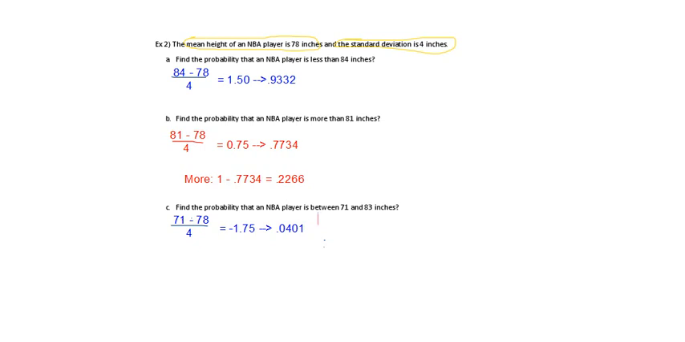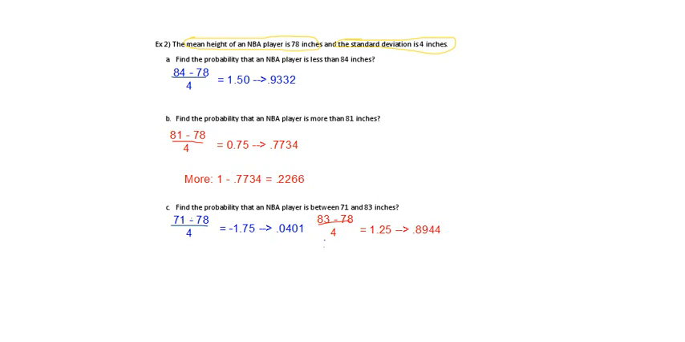So we'll do 83 minus 78, and then divide by 4. All right. So if we put that in the calculator, the z-score is going to equal 1.25. And if you look up 1.25 on our chart, the probability is 0.8944.